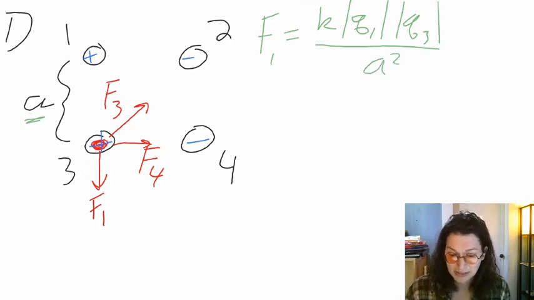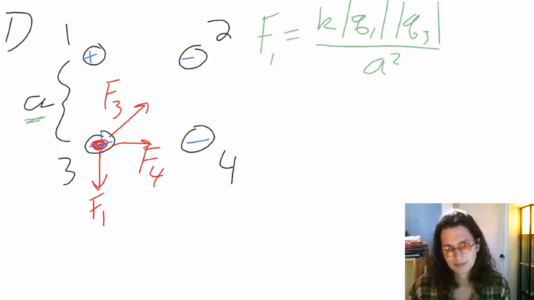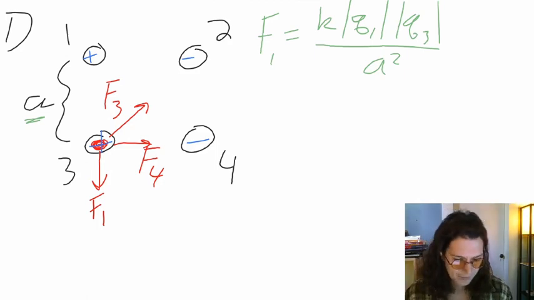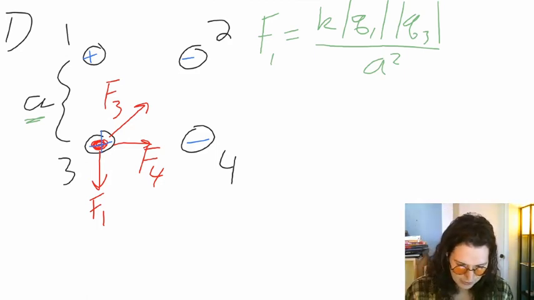K here, by the way, is 8.99 times 10 to the 9th. It's also 1 over 4 pi epsilon naught. But I'll go ahead and write that somewhere. We'll go ahead and put that right up here.